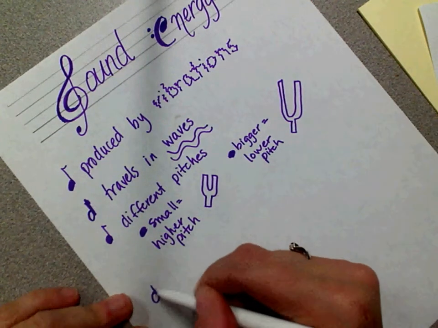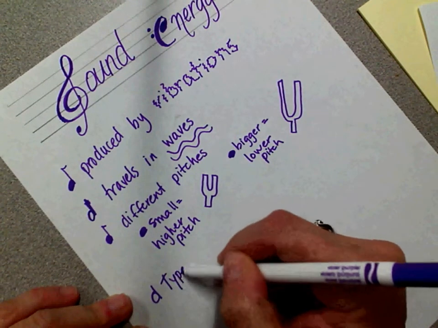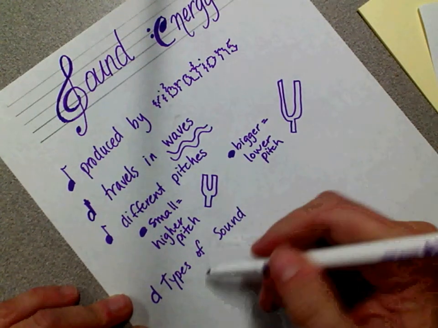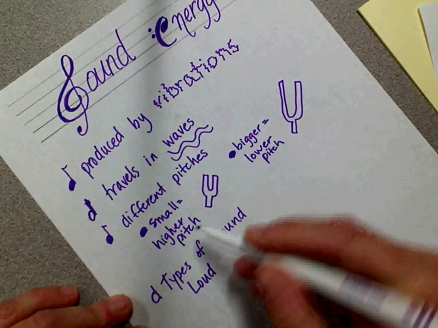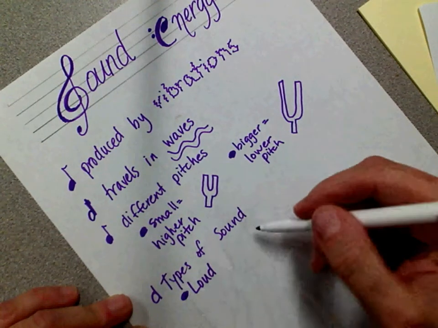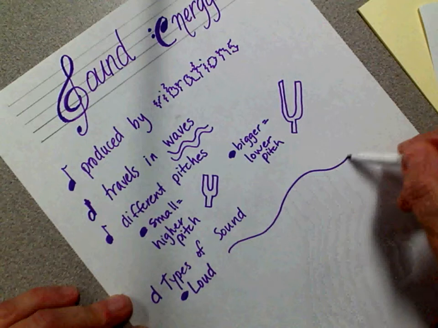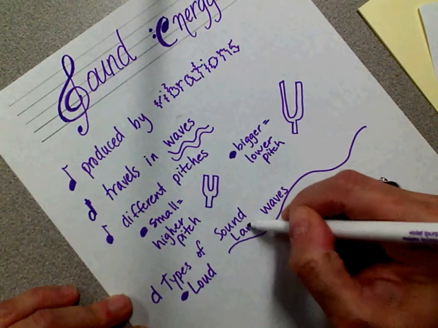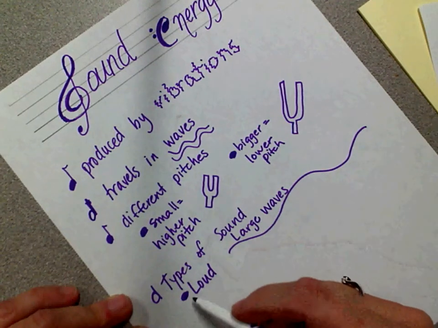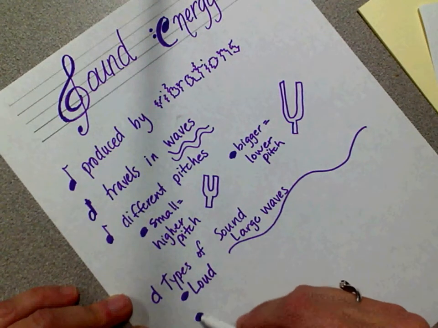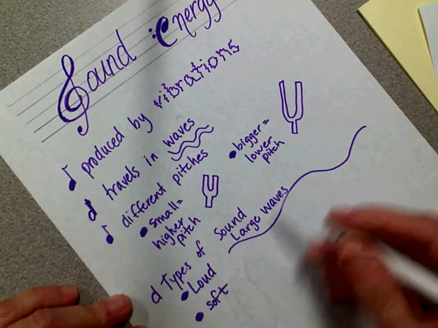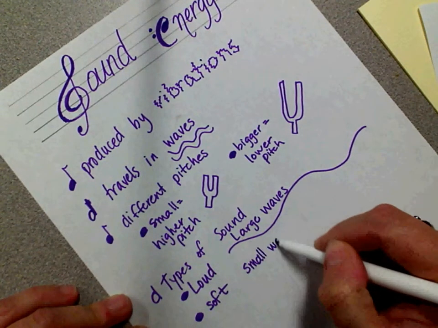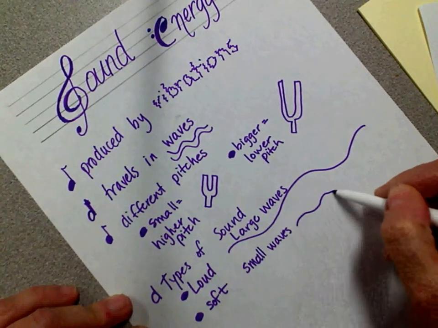Okay, and then we have types of sound. And then we have those loud sounds, right? Those loud sounds are coming in large waves. And then we have those really soft sounds. Y'all don't hear that very often in my room, do you? And those are smaller waves. Okay?